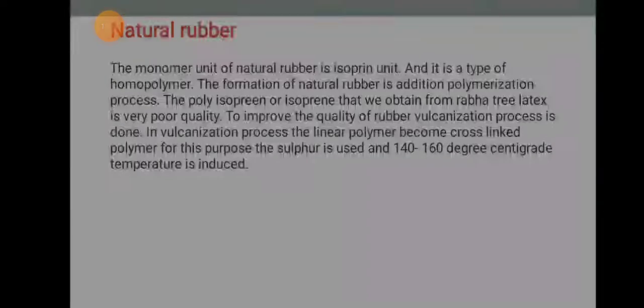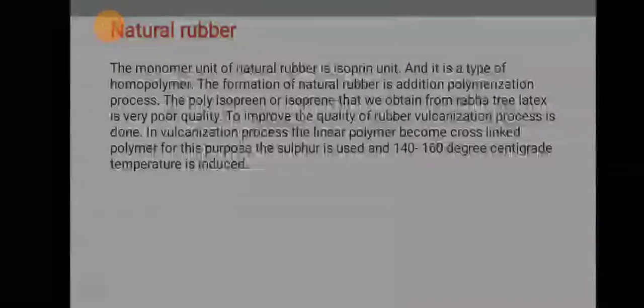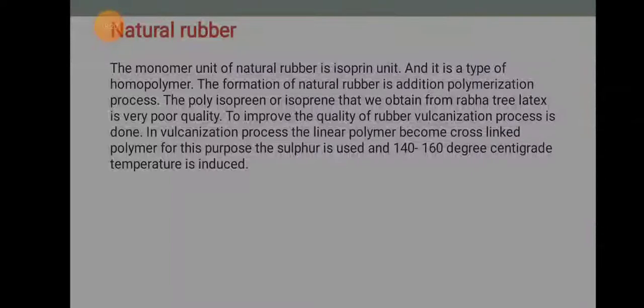The polyisoprene that we obtain from rubber tree latex is of very poor quality. To improve the quality of the rubber, the vulcanization process is done. In the vulcanization process, the linear polymer becomes a cross-linked polymer. For this purpose, sulfur is used, and a temperature of 140 to 160 degrees centigrade is applied.